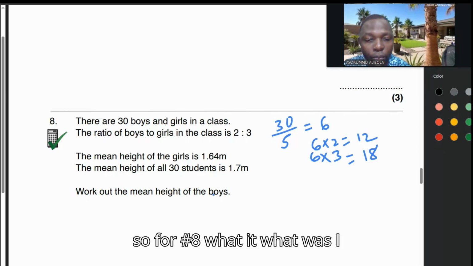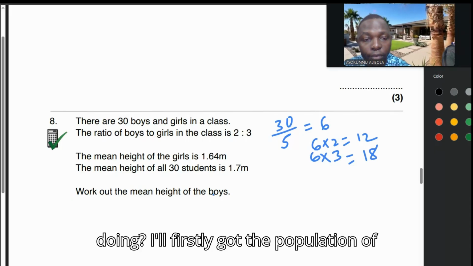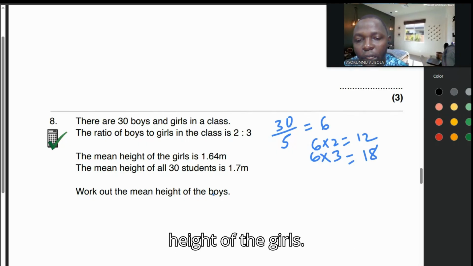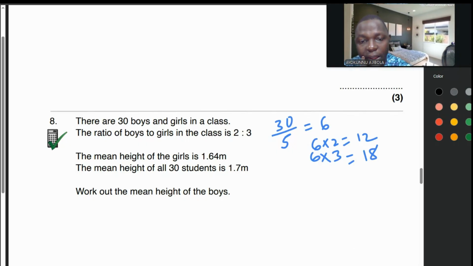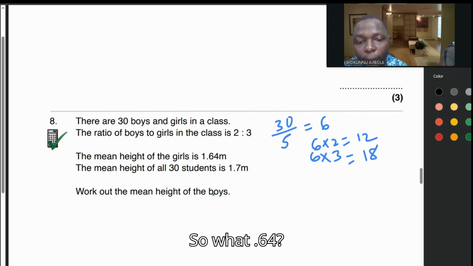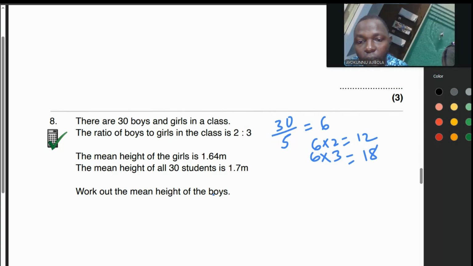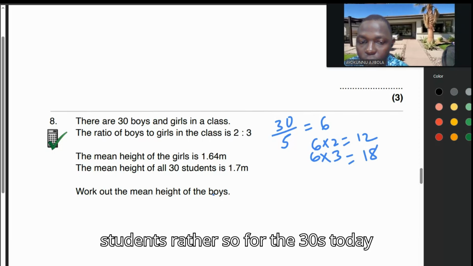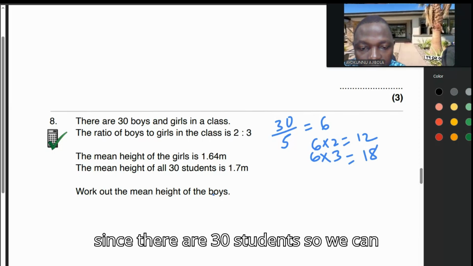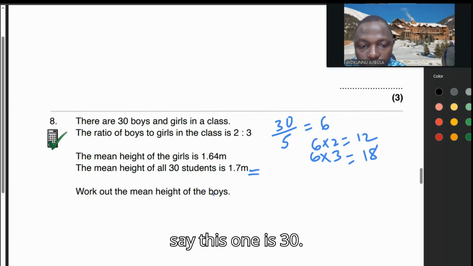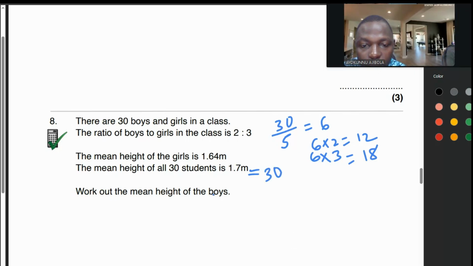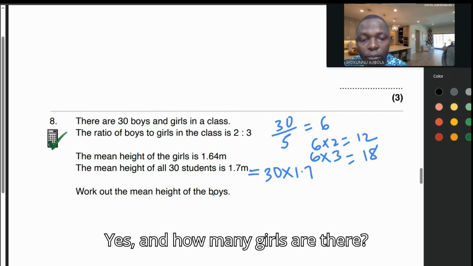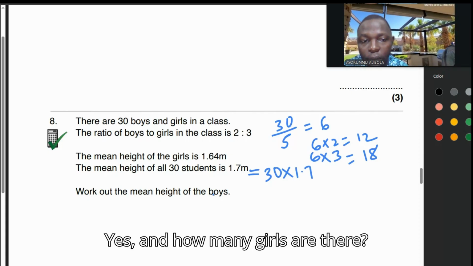So for number 8, what was I doing? I firstly got the population of boys and girls. It said the mean height of the girls is 1.64, and the mean height of all the 30 students is 1.7. Since there are 30 students, we can say the total is 30 times 1.7.